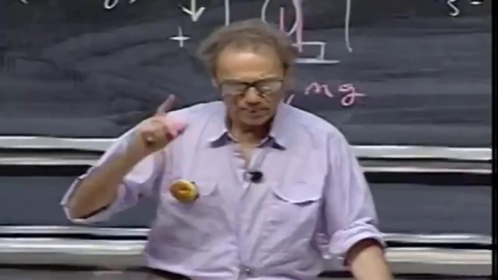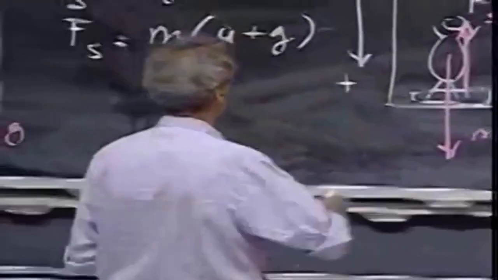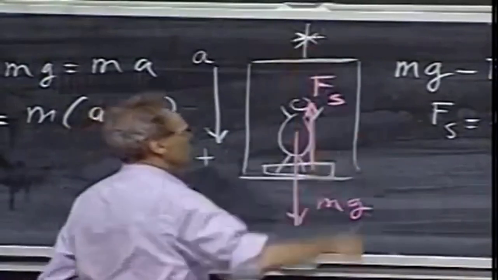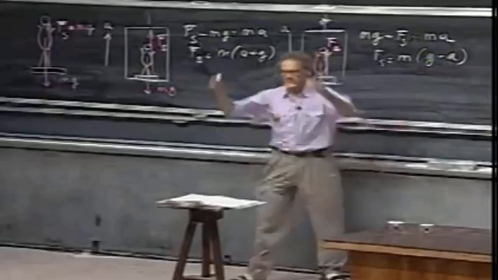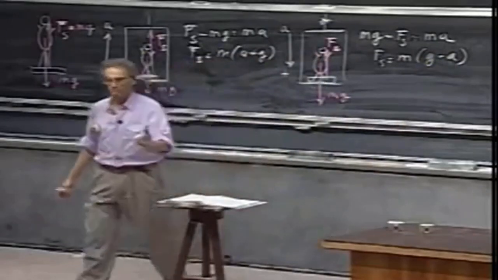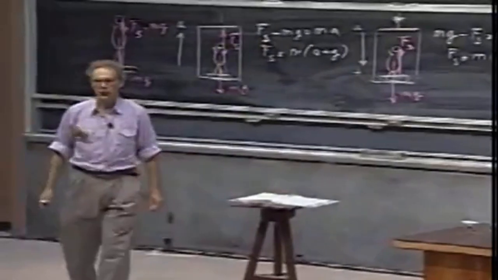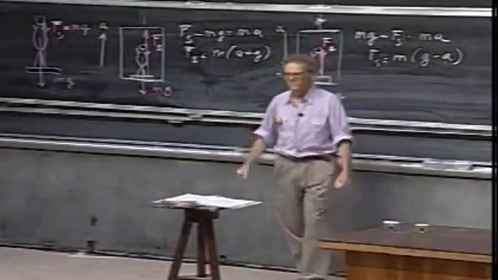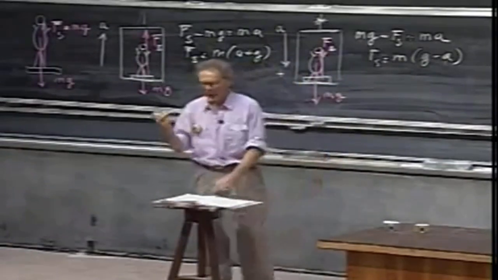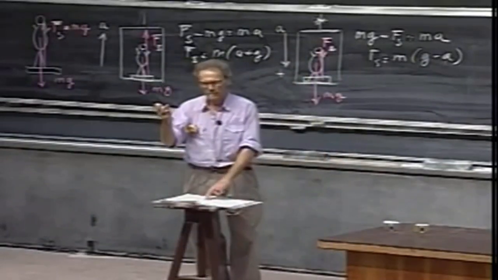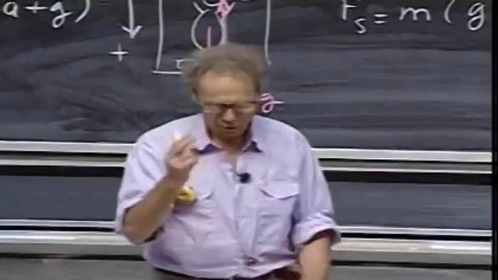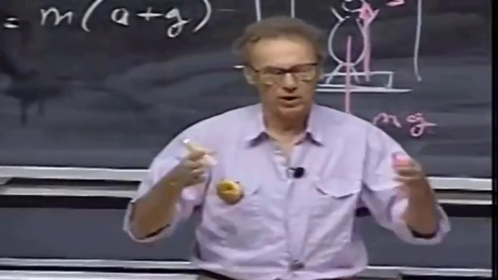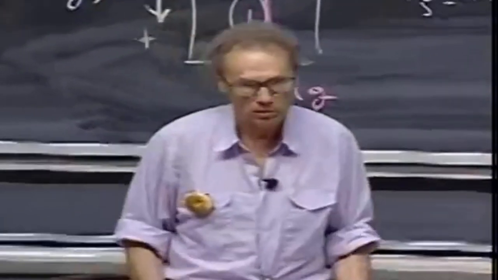Suppose now I cut the cable. Then this A is 10 meters per second squared, if we round it off. You go down with 10 meters per second squared. So g minus a is 0. You are now weightless. You're free falling. You have no longer any weight. You look at the bathroom scale, and the bathroom scale will indicate a 0.